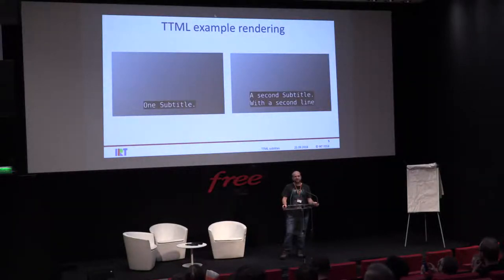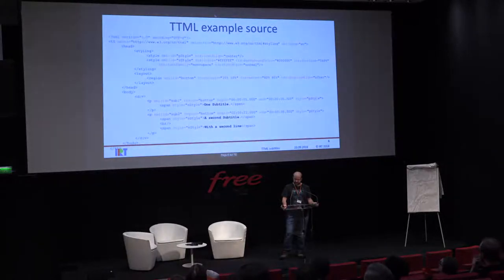Here's a really simple example for rendering. Such rendering would also be possible with other subtitling standards, but it's just a simple example with the subtitles. And the source code for this example you can see here. Such a document is always divided into parts. We have a head which defines the styling and the positioning of the subtitles, and afterwards the actual content follows and can then refer to the defined styles and defined regions. So you are able to reuse your settings, for example, for every subtitle.